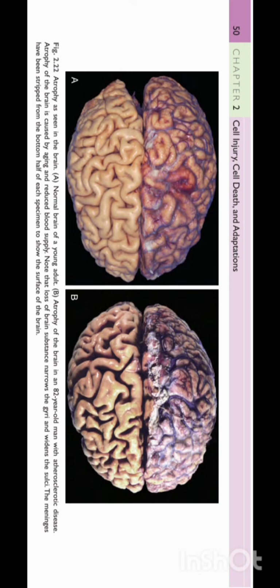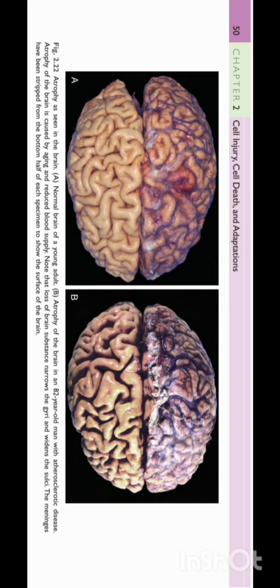So here we can see the atrophy as seen in the brain. Figure A is the normal brain of a young adult and figure B is the atrophy of the brain in an 82-year-old man with atherosclerotic disease. Atrophy of the brain is caused by aging and reduced blood supply. Loss of the brain substance narrows the gyri and widens the sulci. And here in the figure, the meninges have been stripped from the bottom half of each specimen to show the surface of the brain.